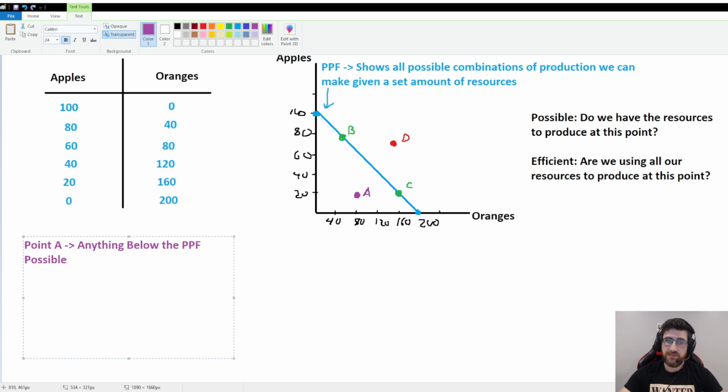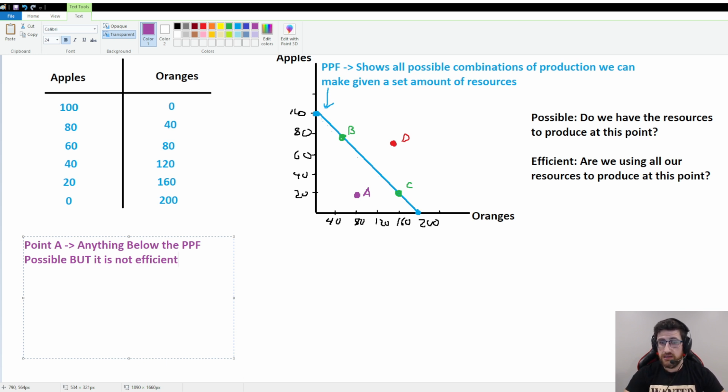It is possible because if I know I can produce up into the blue line, right, then A is definitely possible. If I'm only trying to make 20 apples and 80 oranges, well, I already know here that I could make 60 apples and 80 oranges. So if I can make 60 and 80, of course I can make 20 and 80. That's completely fine. It's possible. But it is not efficient. And the reason is the same argument I just made. Yes, I can do it, but I could do more.